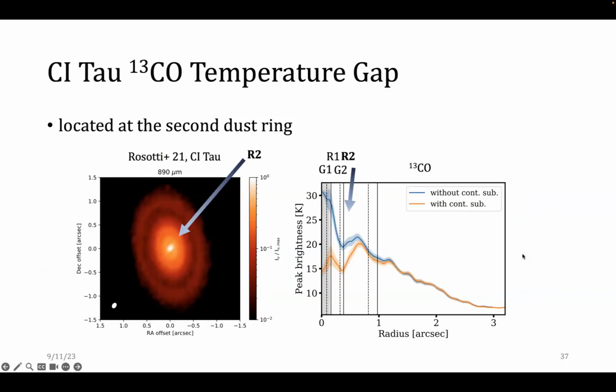And this kind of phenomenon has also been observed in CI Tau. You see here, the second ring of CI Tau from the dust is co-located with the location of the temperature dip for the gas emission. And the temperature can drop by 5 Kelvin or so here.